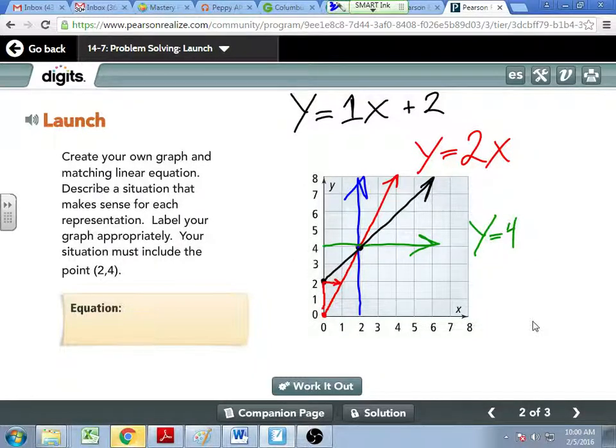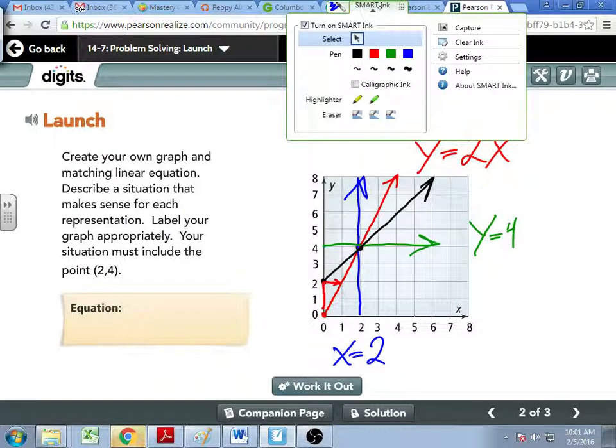Then my vertical line, Nate? Would it be like x equals... Yep, x equals what? 2. So there we go. Those are just 4 examples, literally, of infinitely many options. You have infinitely many choices here of lines that could pass through there.